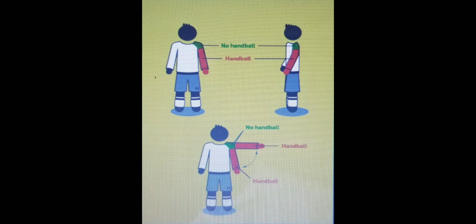As you can see on your screen, where the green is, no handball. Where the red is the player's arm, that is handball. So if your hand is in a natural position, what they call a natural silhouette, then if the ball hits the hand, it's no handball. However, if that arm is moved towards the ball or making the body unnaturally bigger, then you will have handball.